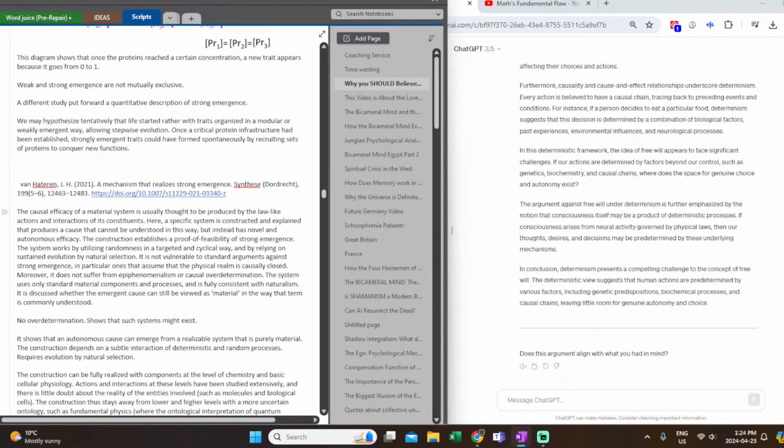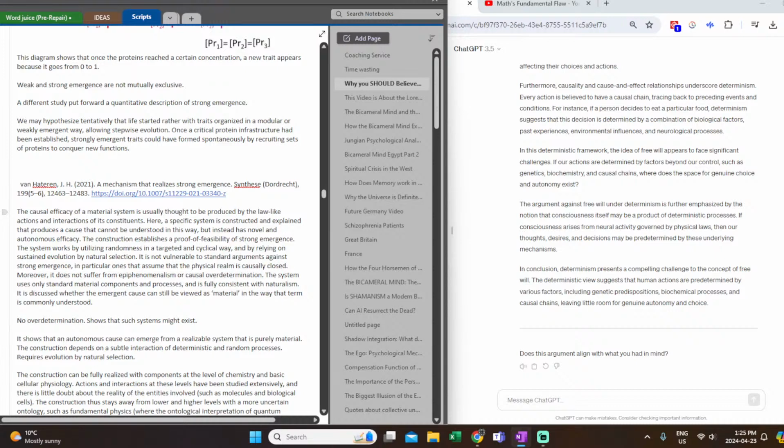So this model is not vulnerable to standard arguments against strong emergence, in particular ones that assume that the physical reality is causally closed. I can elaborate on that, but it's better if I just read it. Moreover, it does not suffer from epiphenomenalism or causal overdetermination. Again, this is such a key insight, because this is a big objection to strong emergence, because it just causes overdeterminism. But you can show that it won't suffer from causal determinism.